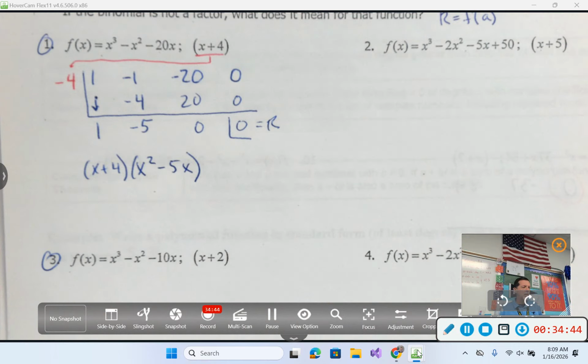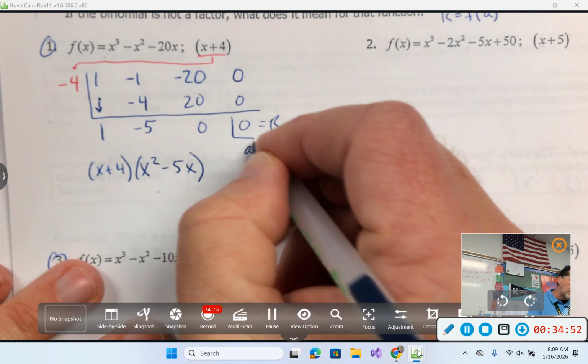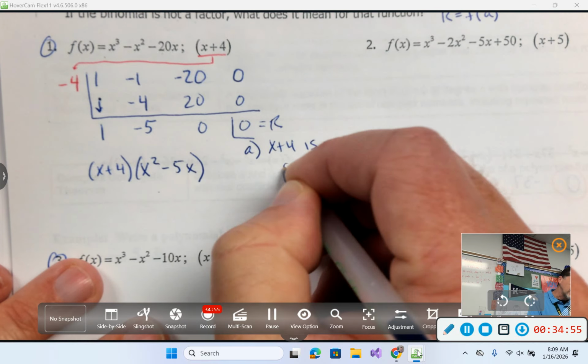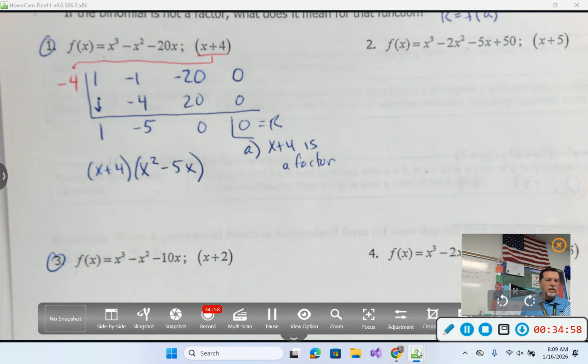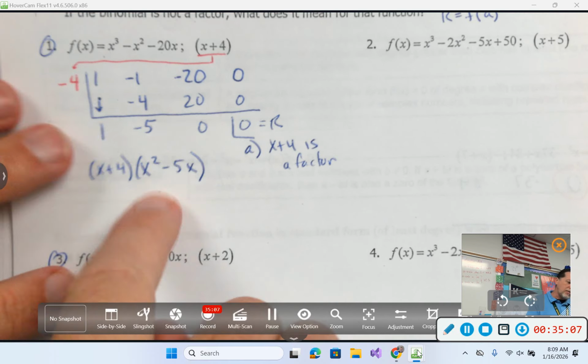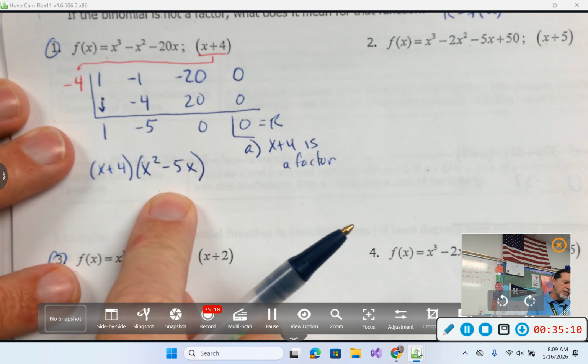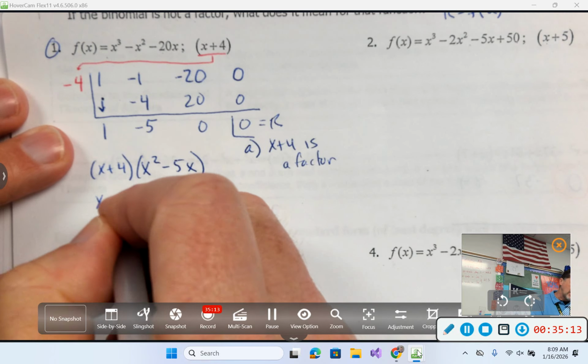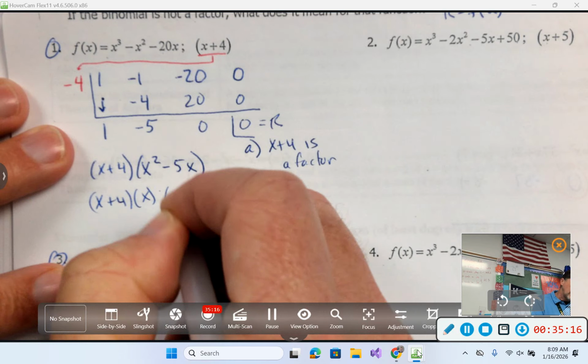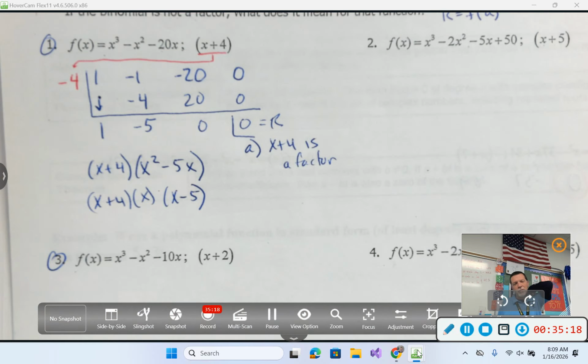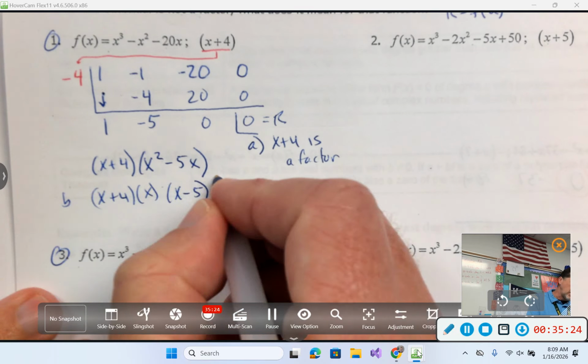Okay, I need to go back and check my directions here. Part A, show whether the binomial is a factor. So I need to say x plus 4 is a factor. So every one of these is going to say is a factor or is not a factor. And then part B is if it is a factor, then factor it the rest of the way. Well, that's pretty easy. I can factor an x out of that. If it feels weird to put it there, it's fine to put it in front, but either way. So there's part B, fully factored.